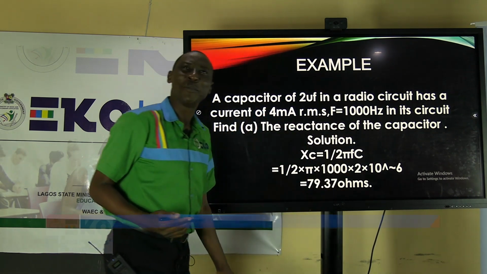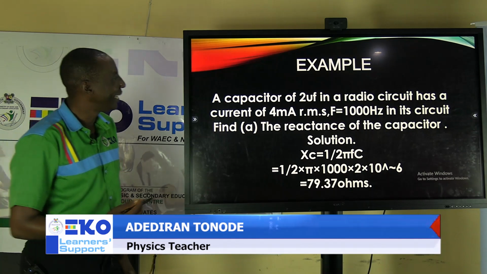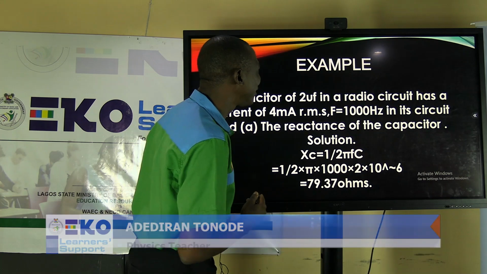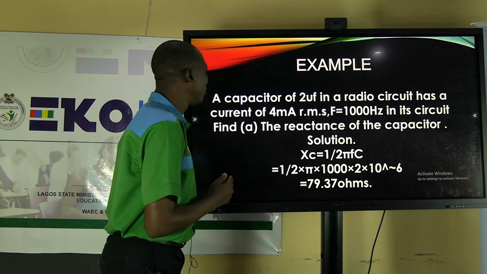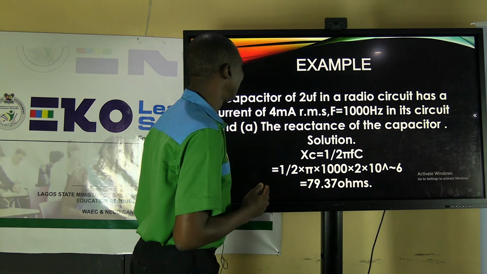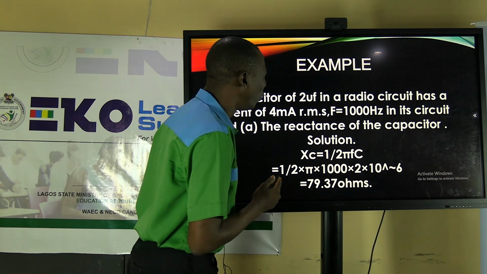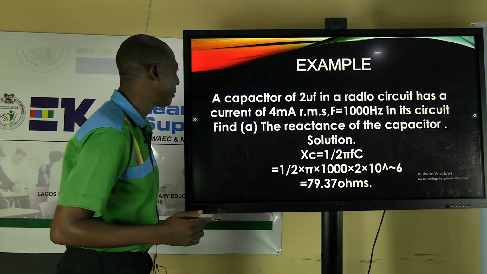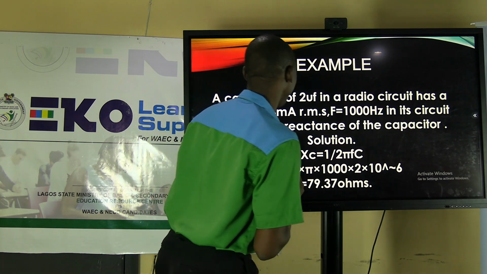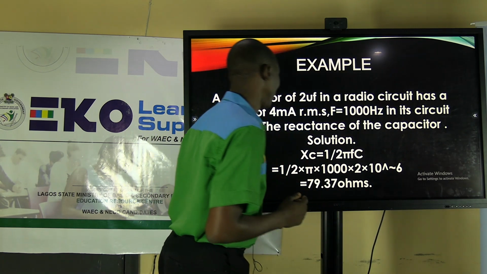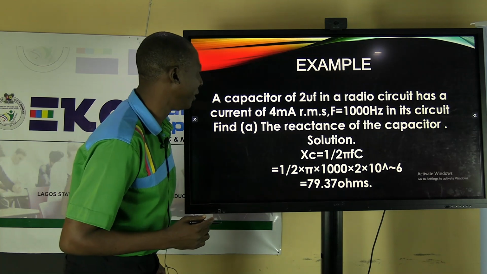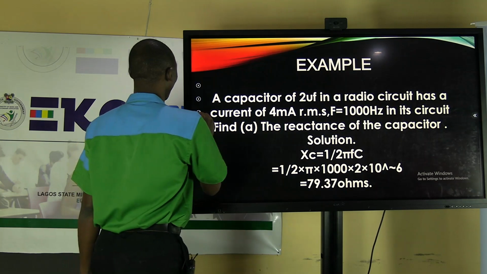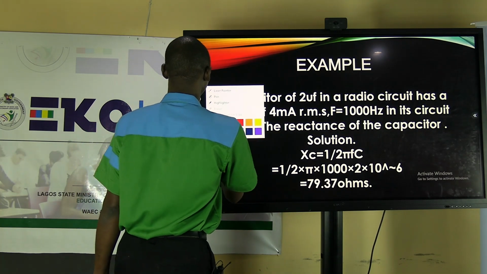Now let's look at these examples together. A capacitor of 2 microfarad in a radio circuit has a current of 4 milliampere RMS, root mean square value, with frequency 1000 Hz in its circuit. Find A, the reactance of the capacitor.